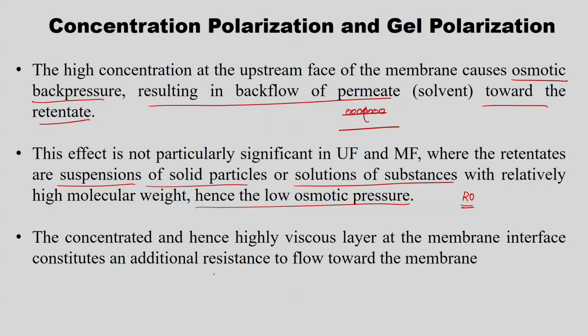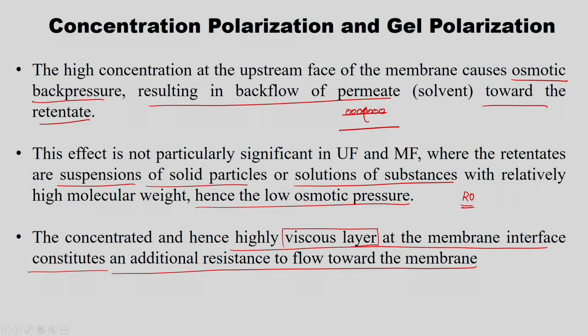The concentrated and hence highly viscous layer at the membrane interface constitutes an additional resistance to the flow toward the membrane. Once the concentration gradient develops near the membrane surface, it forms a highly viscous layer, because it is a protein concentrate. This constitutes an additional resistance to flow, so it creates resistance for the permeate through the membrane surface.